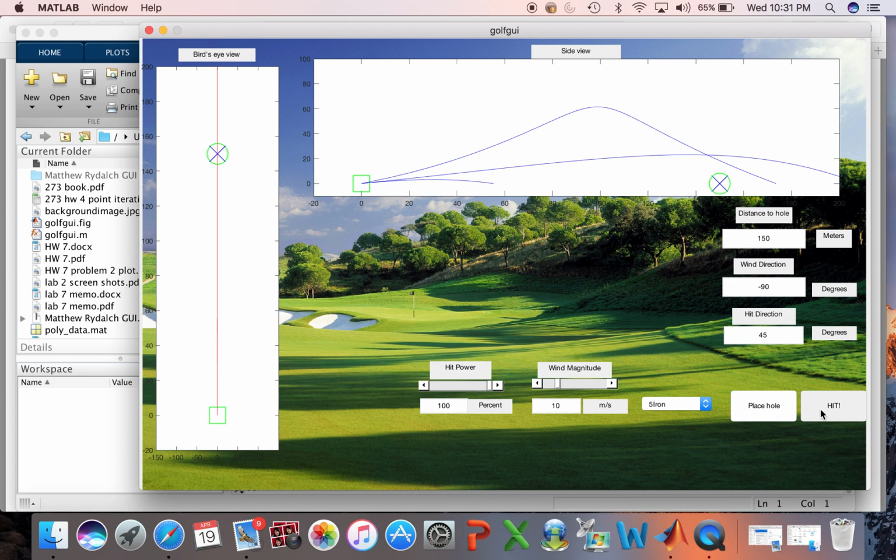Hit the ball. As you can see, we hit it to the right, and so it went to the right, but the wind started to push it to the left. If you look carefully, you can start to see the curve in the trajectory of the ball.